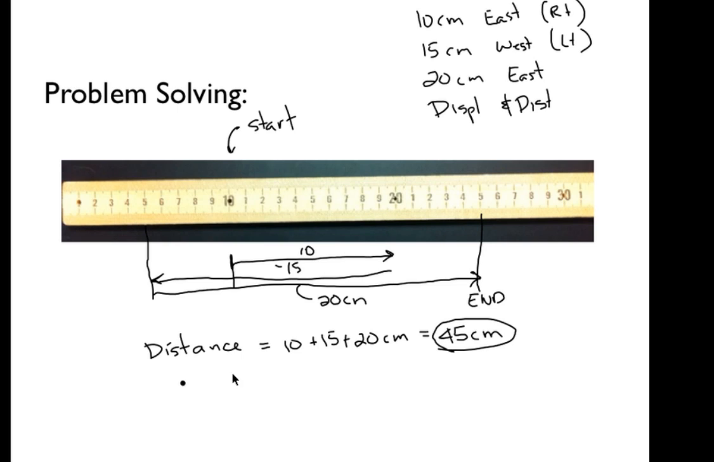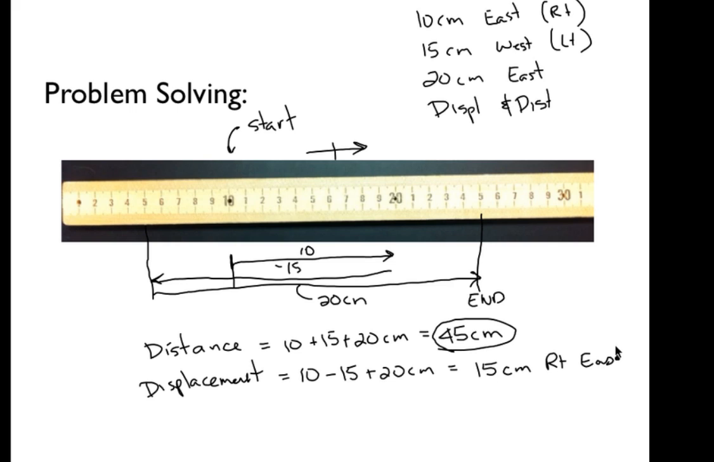But the displacement, again, is the straight line distance from where you start to end, so now we have to make sure we put in all those pluses and minuses. I'm taking to the right as positive. So I have 10 minus 15 plus 20 centimeters. All of that comes out to positive 15 centimeters from where I started. And this is to the right or east of where I started.